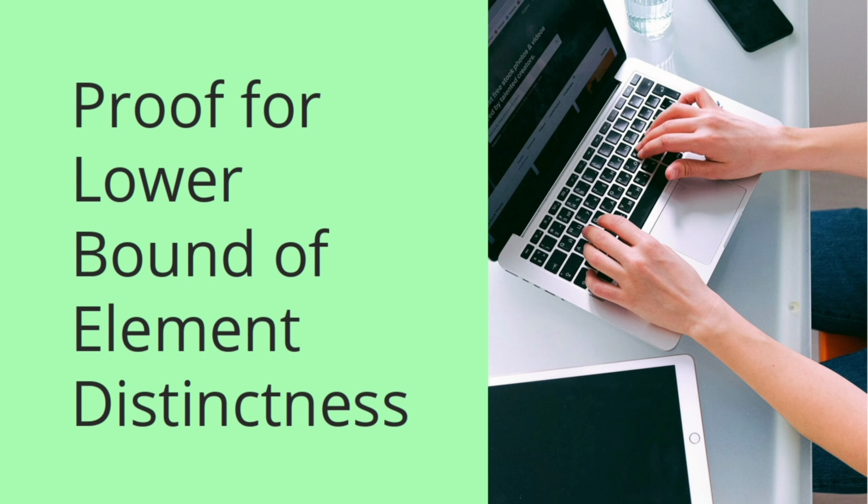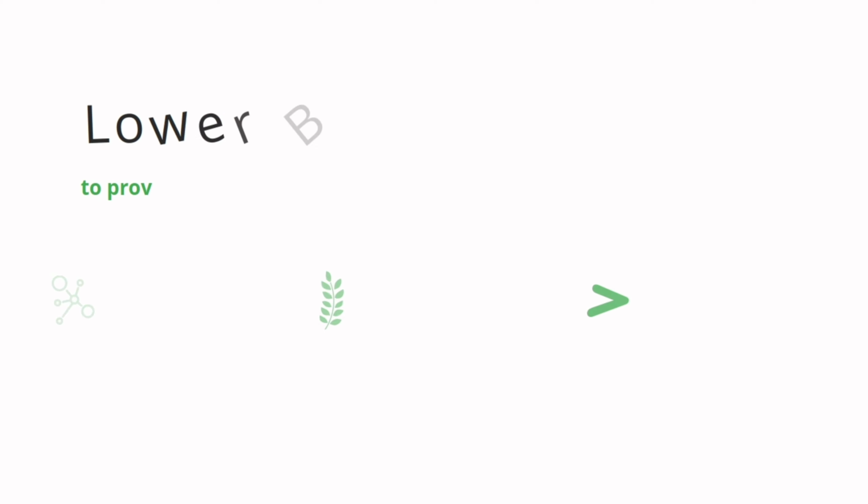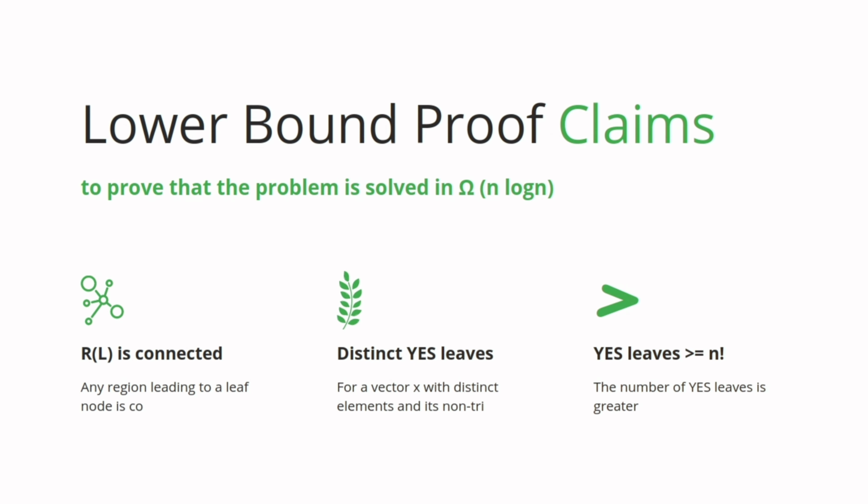Now that we know the concept of lower bound and decision tree, let us jump to the proof for the lower bound of element distinctness. To prove that the element distinctness problem has the lower bound of omega n log n, we will make three claims and prove those claims to be right, which will ultimately be a proof for the said lower bound. The claims are as follows.